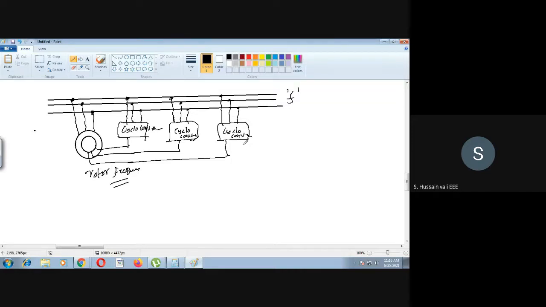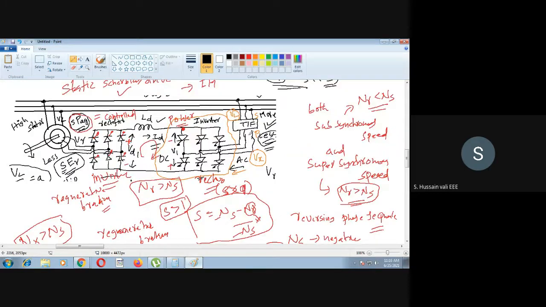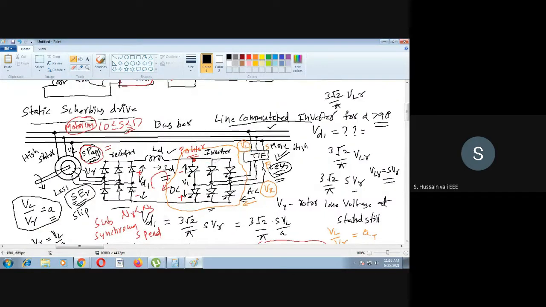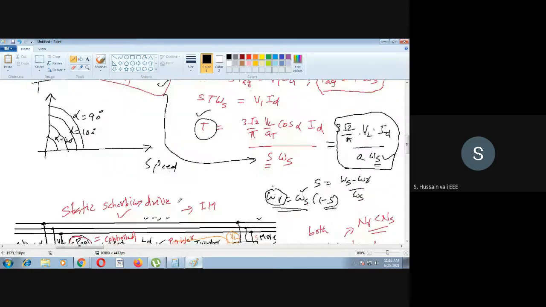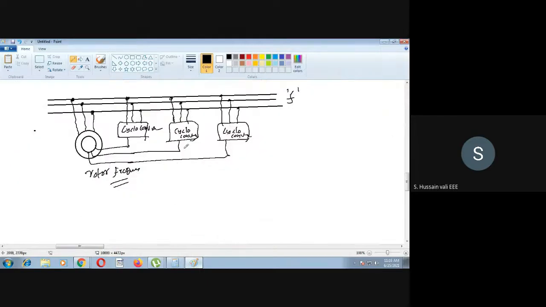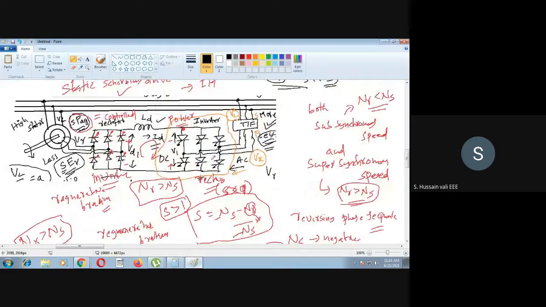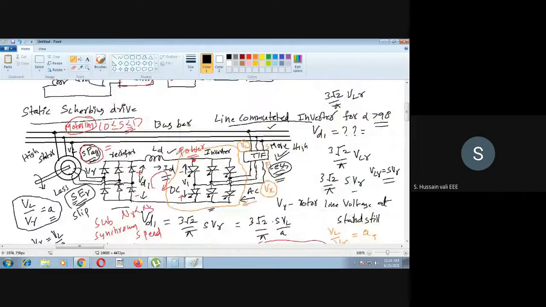So this is another type of converter which you will use for the slip power recovery. So as of now, you see here these three we have studied. Scherbius drive for subsynchronous speed, Scherbius drive for super synchronous speed. Then using the cycloconverter also, we can just do the same thing. Okay. So now what else is here?